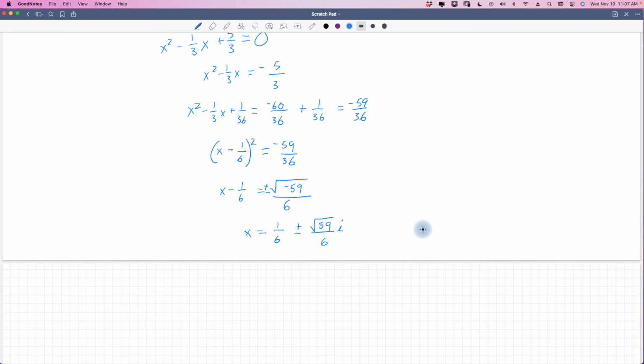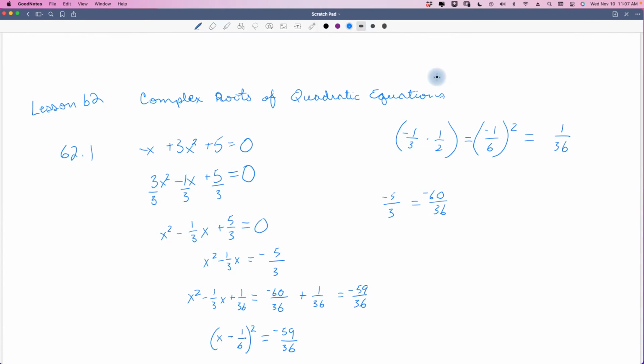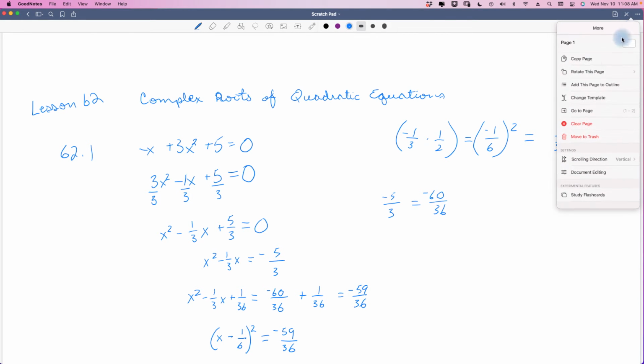Awesome. All right, so now let's do 62.2 the same way. So let me clear this page. 62.2. It's just a lot of steps. It really is. I can't wait until we learn how to do the quadratic formula so that you guys can solve these faster. Y'all remember those, right? From last year, the quadratic formula.